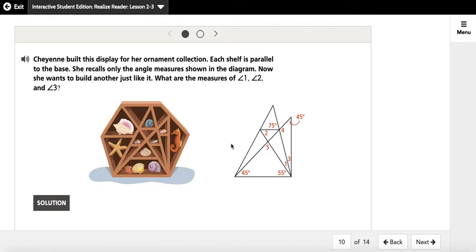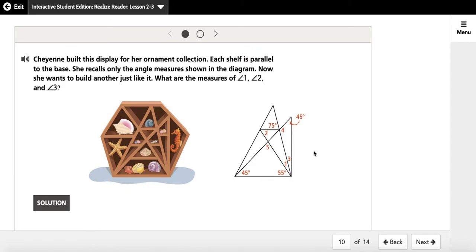She recalls only those angles. Now she wants to build another just like it. Oh, okay. If she wants to build one just like it, then she does have to know those angle measures. What are the measures of angle 1, 2, and 3? Okay, 1's in here, 2's up here, 3's over here.